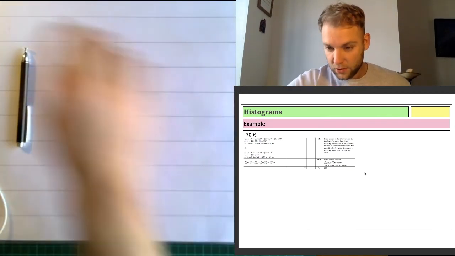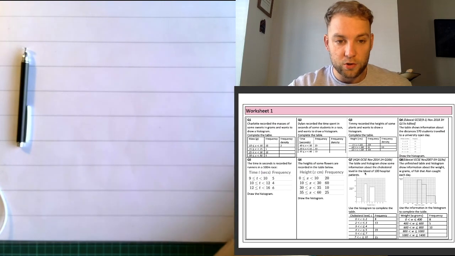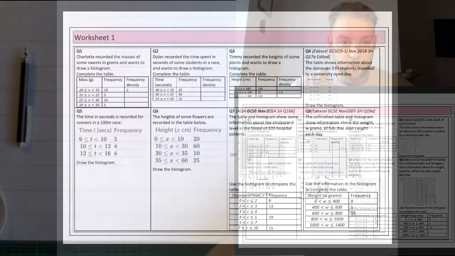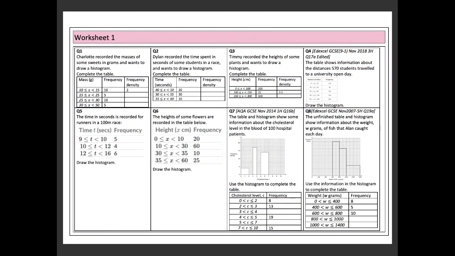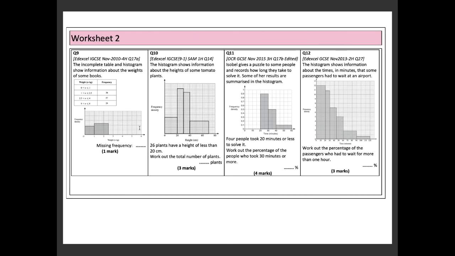Well done. So, pause now. I've got 2 worksheets here. Pause now and have a little go at this first worksheet. Take your time with it. Pause now and have a go at worksheet 1. Super, so I'll put worksheet 2 up on. So have a little go now at worksheet 2.